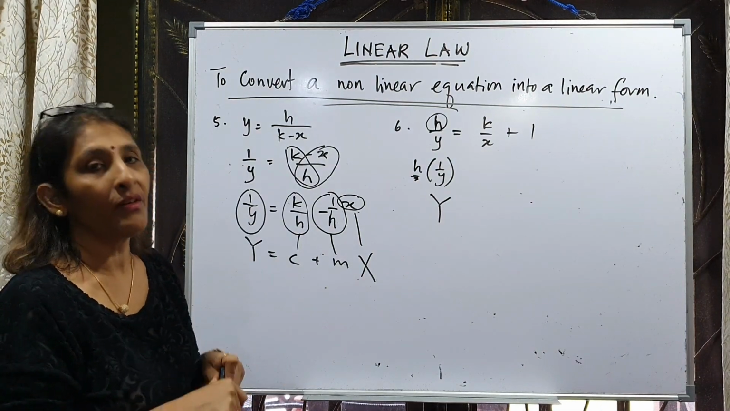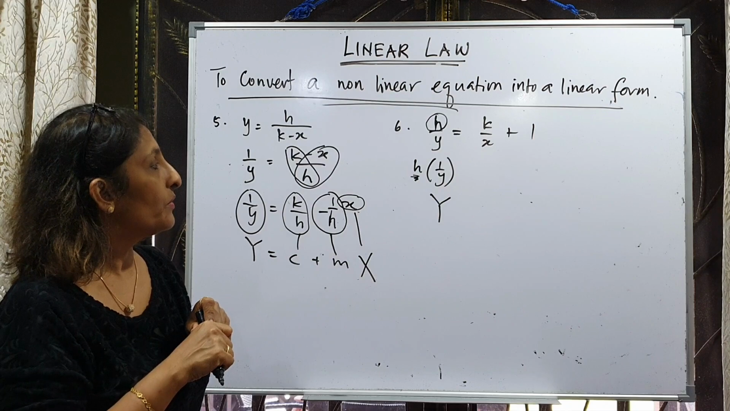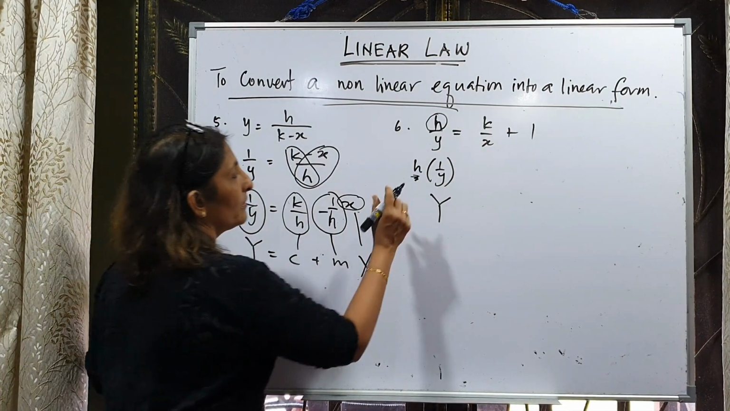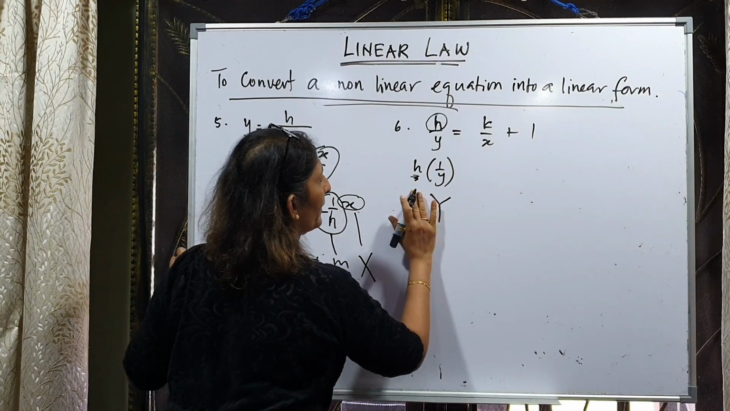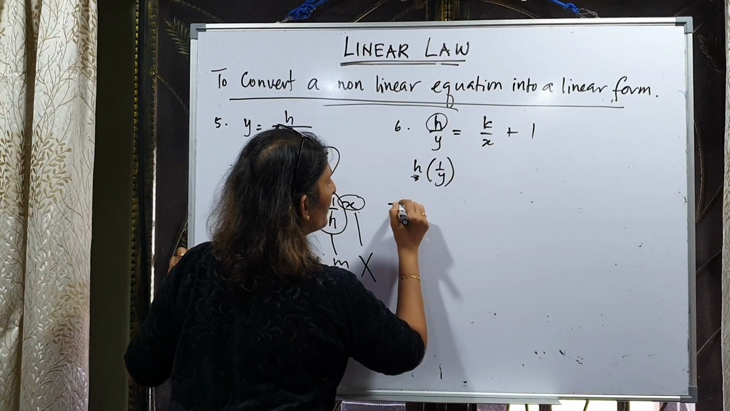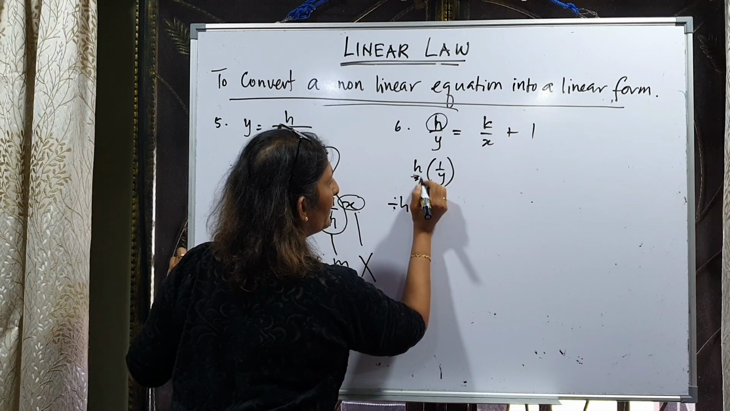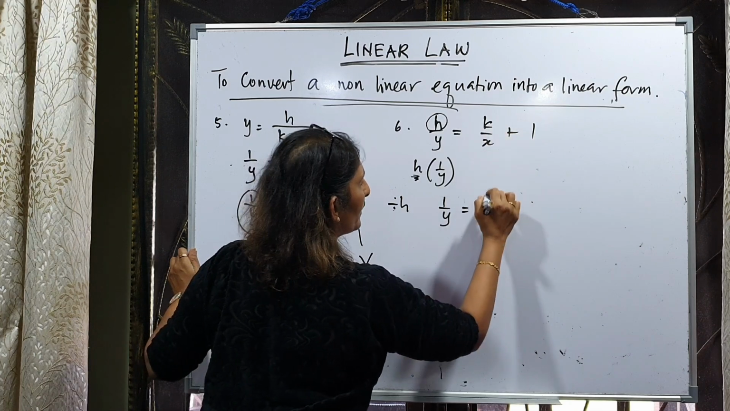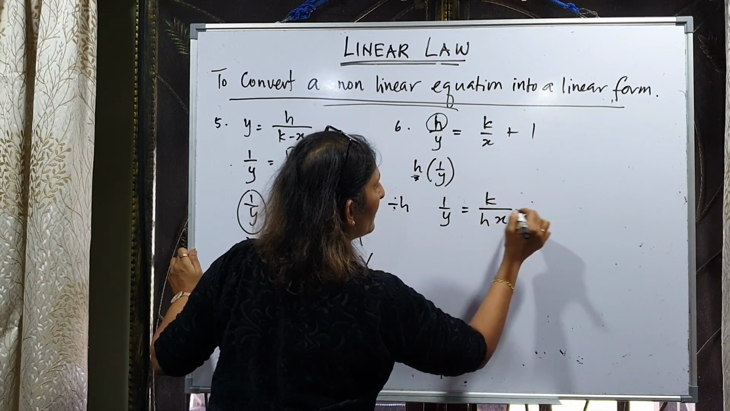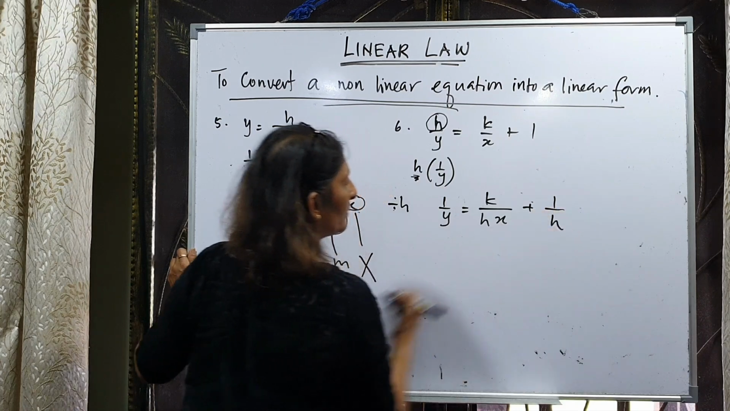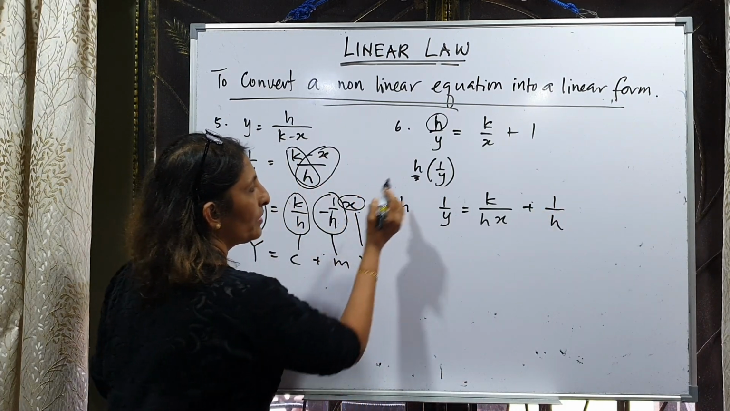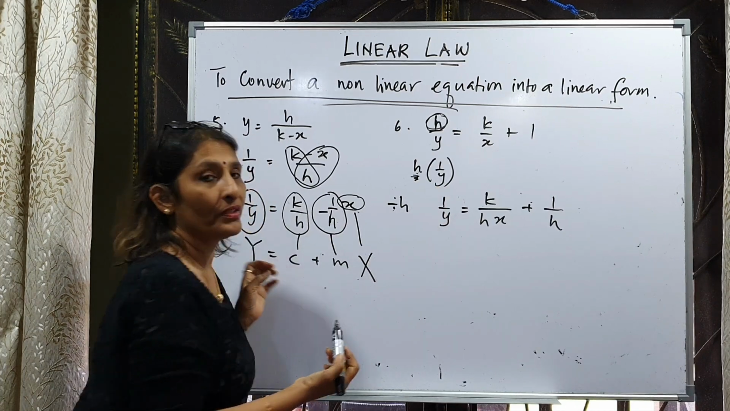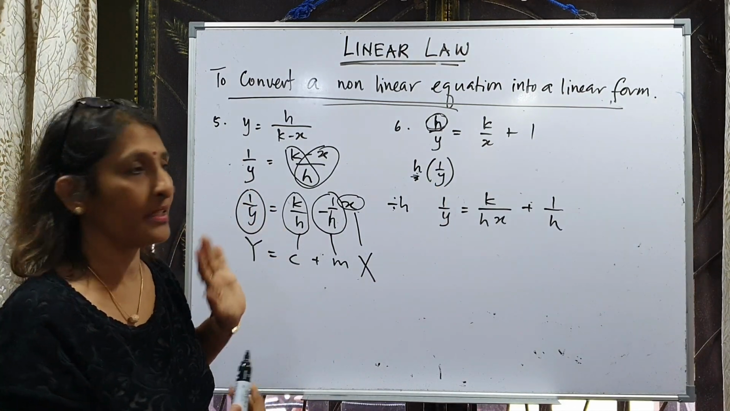So we need to get rid of the number in front. We don't want the h, so we divide all by h. So this is what I'm going to do: divide all by h. The h will cancel off, we are left with 1 over y. This side, we divide by h, we get k over h times x plus 1 over h. Everything divided by h, because we want to get rid of the number in front of the capital Y. This is one condition: in front of capital Y cannot have anything.